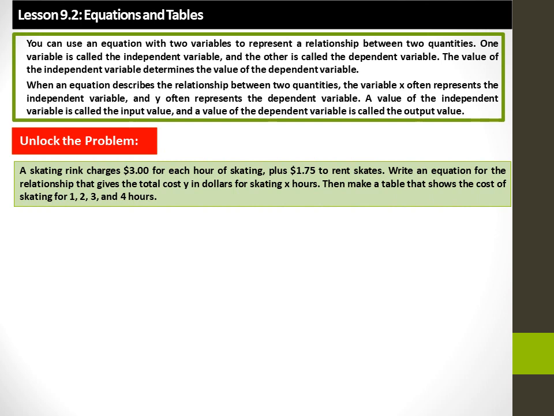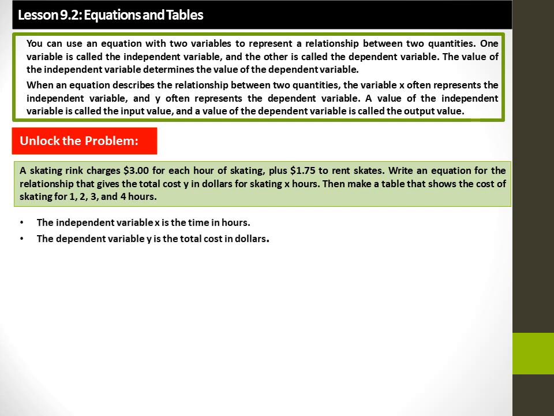Let's unlock the problem. A skating rink charges $3 for each hour of skating, plus $1.75 to rent skates. Write an equation for the relationship that gives the total cost y in dollars for skating x hours. Then make a table that shows the cost of skating for 1, 2, 3, and 4 hours.